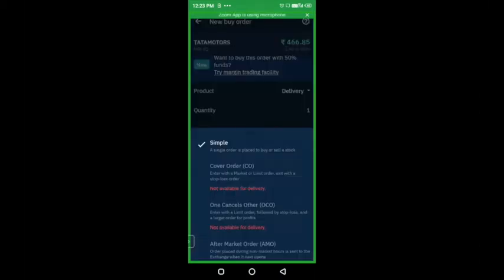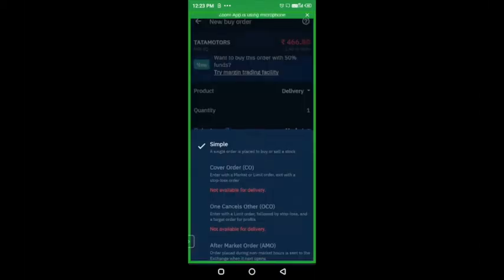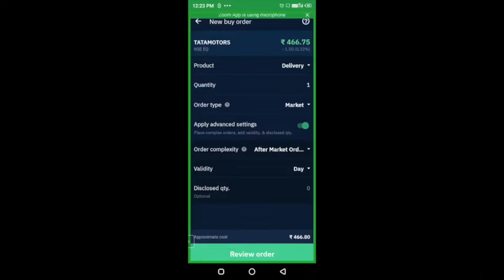In case you want to do an after market order, I don't suggest you do it, because it is always best to buy the shares at the bargain price. If you select after market order, like after 3:30 this evening, if you place the order for Tata Motors and click review order, the AMO order will be placed. But the order will be executed tomorrow at 9:15.